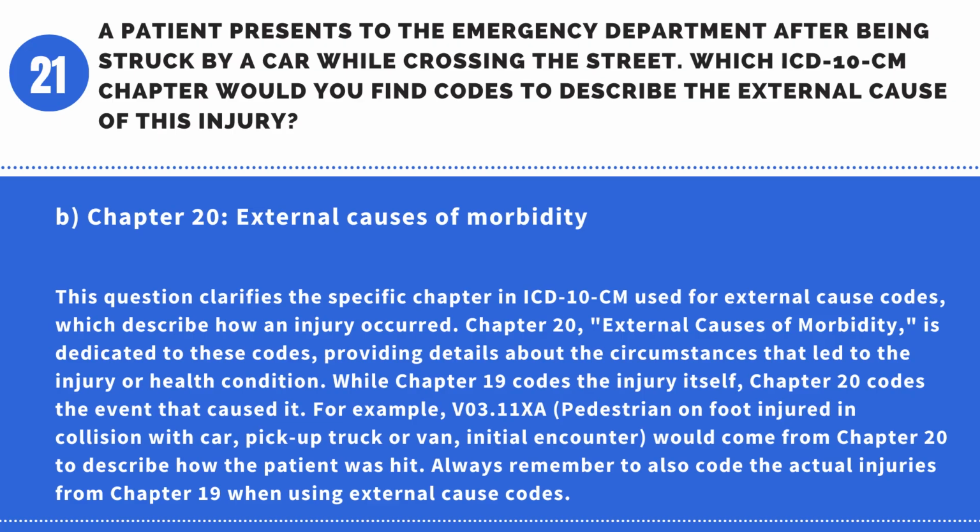Answer, B. Chapter 20. External causes of morbidity. This question clarifies the specific chapter in ICD-10-CM used for external cause codes, which describe how an injury occurred. Chapter 20, External Causes of Morbidity, is dedicated to these codes, providing details about the circumstances that led to the injury or health condition. While Chapter 19 codes the injury itself, Chapter 20 codes the event that caused it.